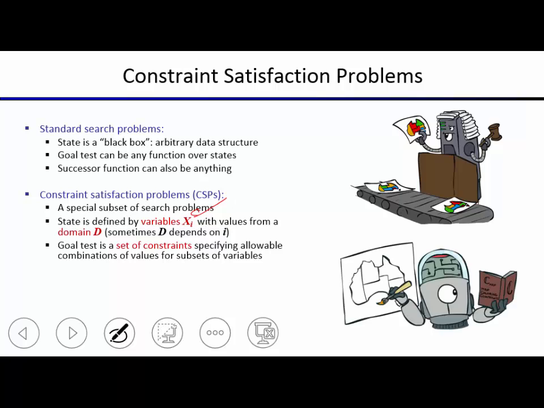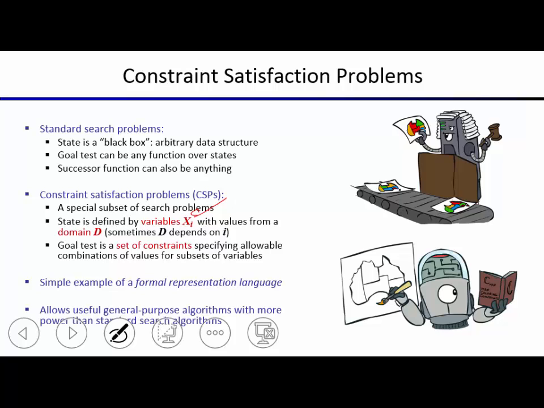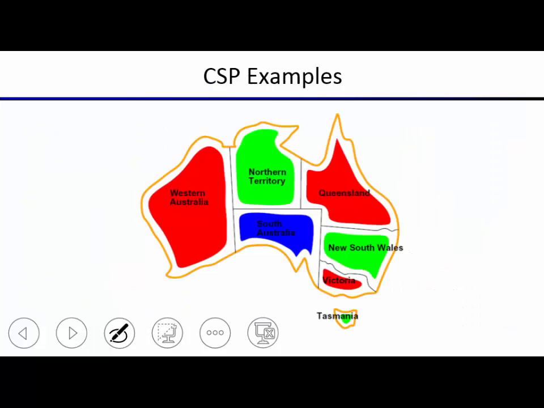So an example we'll see a lot is map coloring, right? The problem there would be something where you say, can I color every territory slash state in this map while ensuring that no neighboring states have the same color, right? This is an example of a formal representation language, where you formalize your problem in some standard way that in principle you could then feed into a constraint satisfaction solver to solve your problem. So let's take a look at some example problems we'll formalize and then at some algorithms that are better than standard search algorithms.